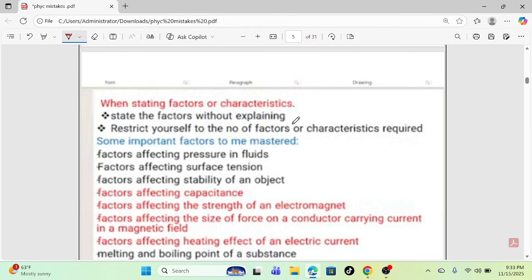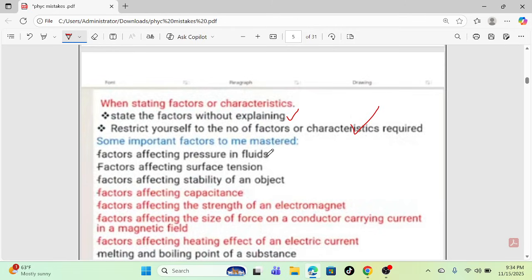When stating factors or characteristics, state the factor without explaining. Also, restrict yourself to the number of factors or characteristics required. Nimekuambia nini? Restrict yourself to the number of factors. Kama ni 2 factors, 2 factors. 3 characteristics, 3 characteristics. Otherwise, in case unataka kuandika answers mingi, don't number them. Don't commit yourself to number it.